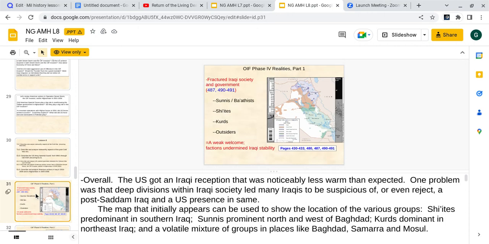There was a fractured Iraqi society and government afterwards, and U.S. forces received a weak welcome. The factions undermined the stability of Iraq. These are the Sunnis, the Shiites, the Kurds, and other outsiders, which are undermining the stability of Iraq. And because of that, when the U.S. came into Iraq, they received a very weak welcome.